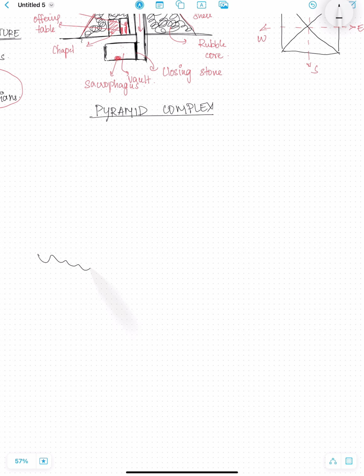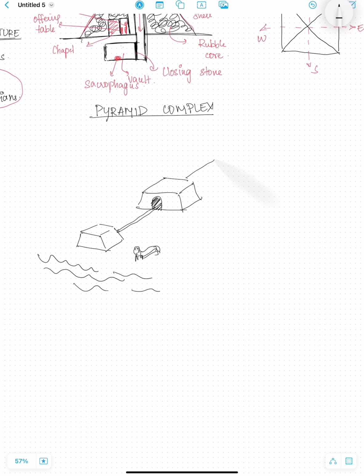So this is your Nile River, and then we had our valley temple next to it immediately, and we also had our Sphinx. And from this goes our causeway, which leads to our mortuary temple. And this leads to our pyramid.